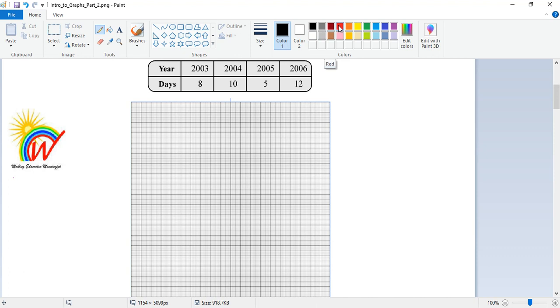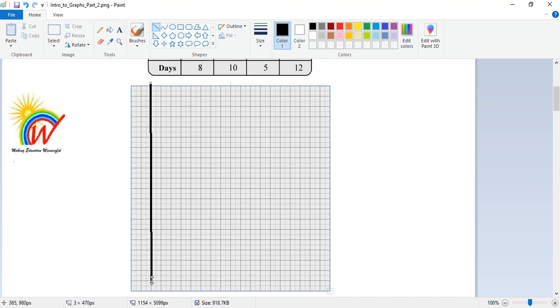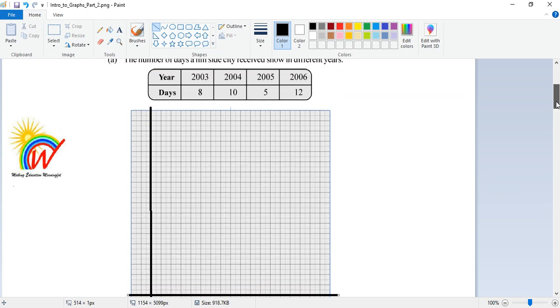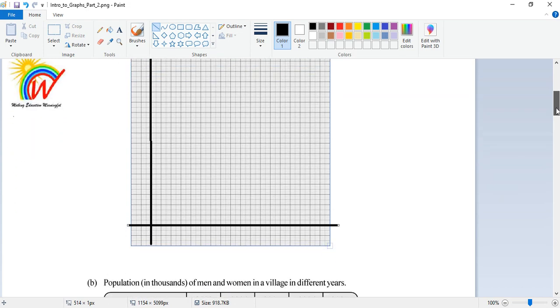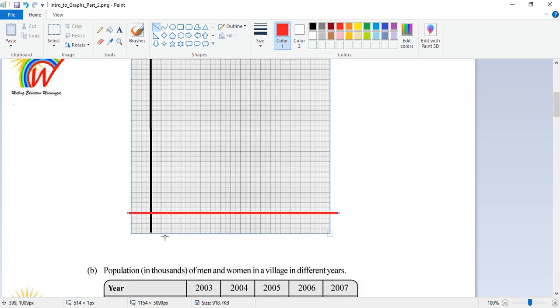I'm going to draw the x-axis and y-axis. Let me draw the x-axis and y-axis. This is the y-axis, and this is the x-axis. Now I am going to mark it. It's 2003, 2004, 2005 and 2006. So let us mark. Let's say this is 2003.